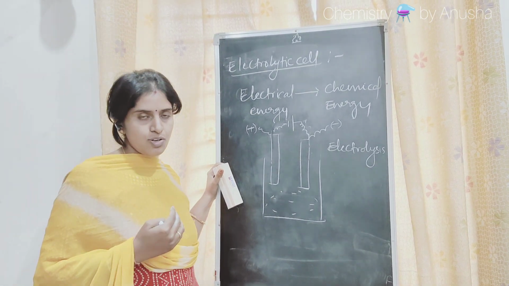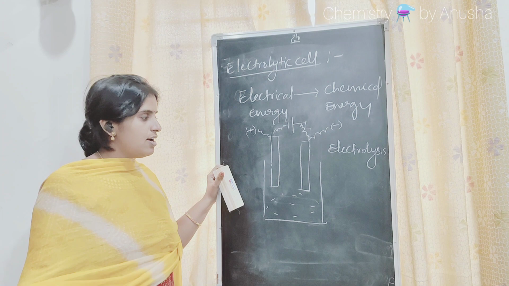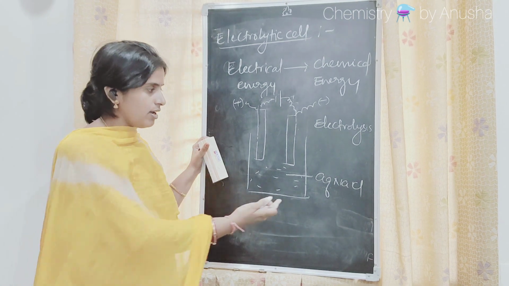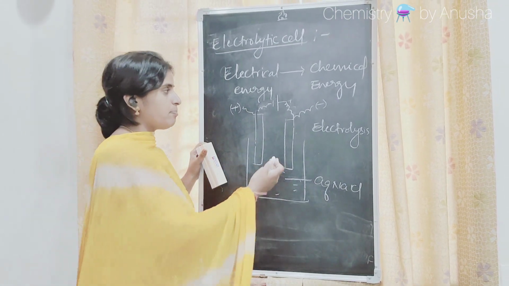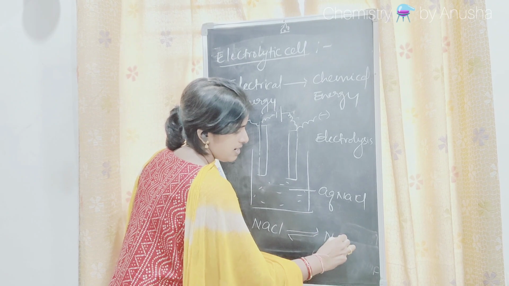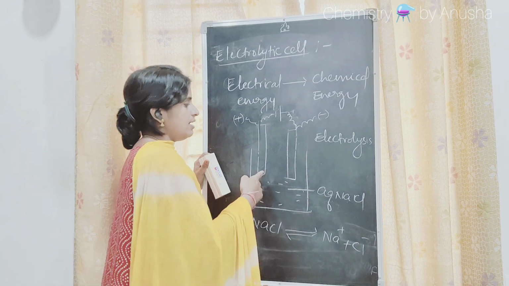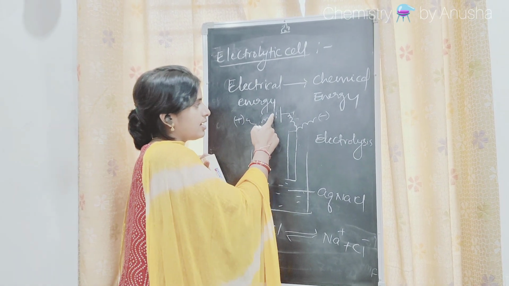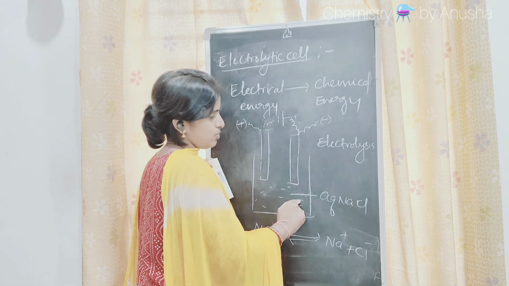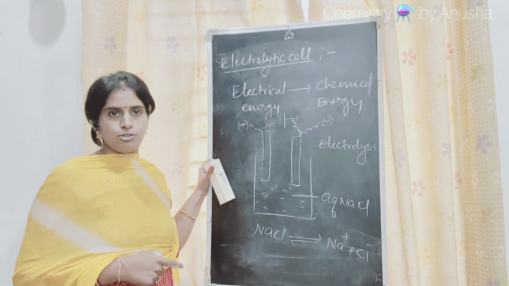What is the function of this electrolytic cell? The supplied electrical energy is converted into chemical energy. For example, I am taking aqueous NaCl solution, or any electrolyte which is a strong electrolyte. By supplying electricity, what happened? The chemical decomposition takes place: Na plus and Cl minus. Here in this electrolytic cell, the current enters through this anode, moves through the aqueous NaCl by the movement of ions, and leaves from the cathode electrode.